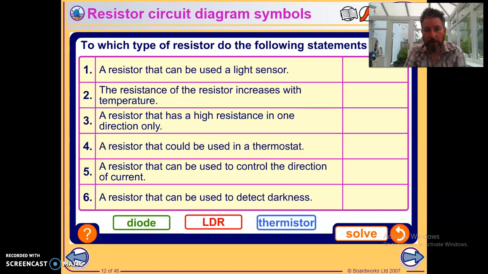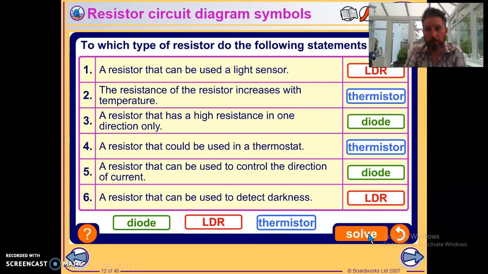So have a go at those. Again, pause the video, have a think, and I will give you the answers in a second. So 3, 2, 1. There you go. And that makes sense, doesn't it? Okay, light sensor, you want a light dependent resistor. A temperature sensor, you want a thermistor.